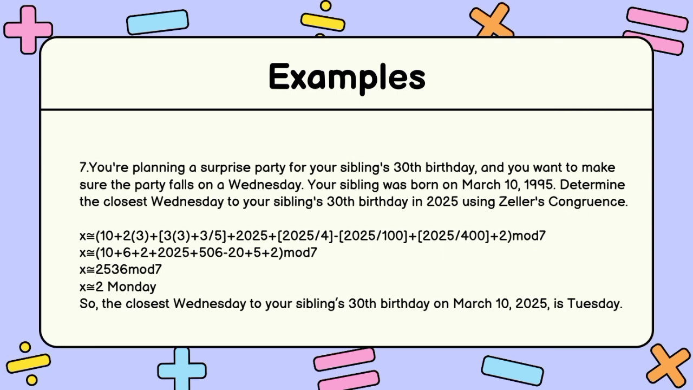So, let's analyze the problem. The day is March 10, and March is 3, and the year is 2025. Using Zeller's congruence, we're going to solve this. The answer is x is congruent to 2. Then, it falls on Wednesday. So, the closest Wednesday to your sibling's 38th birthday on March 10, 2025 is Monday.